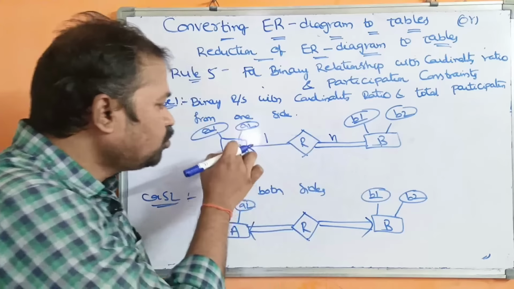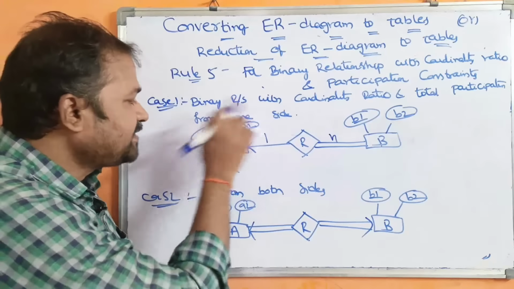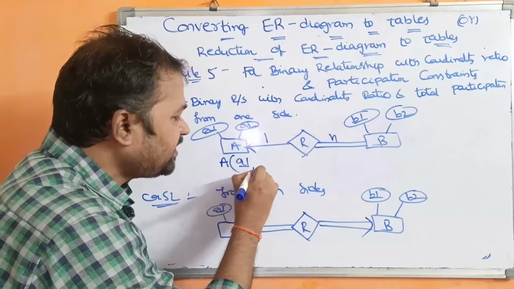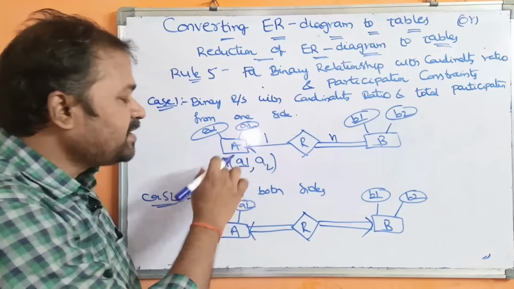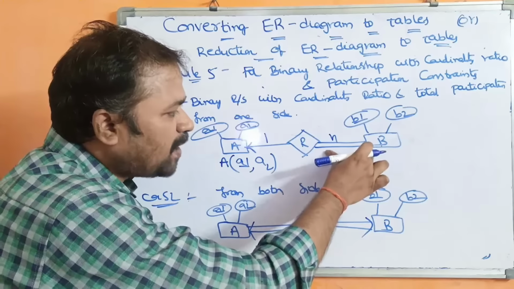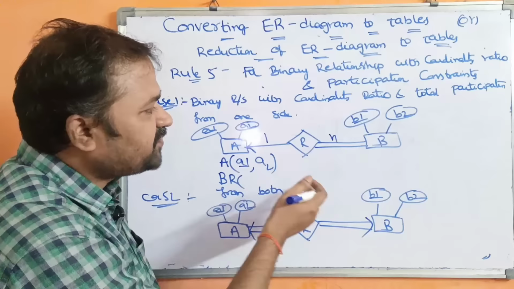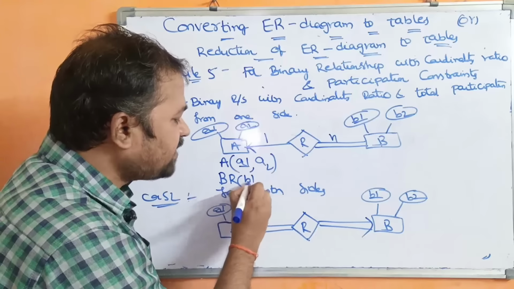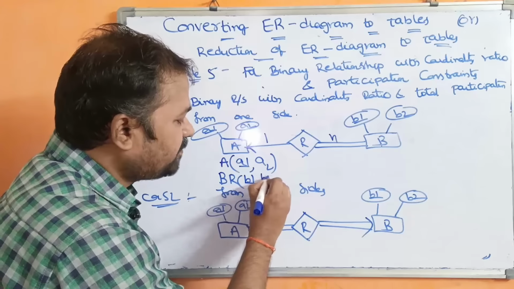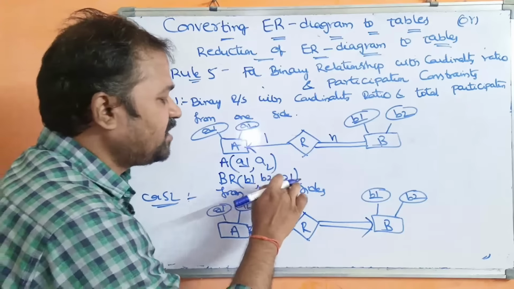So we have to take two tables. The first table is A, and the column names of A are A1 and A2. 1 to many: many means we have to combine these two. We combine B with R, and the attributes of BR are B1, the primary key, B2 as the second column, and A1 is the foreign key. A1 is the foreign key of this table.